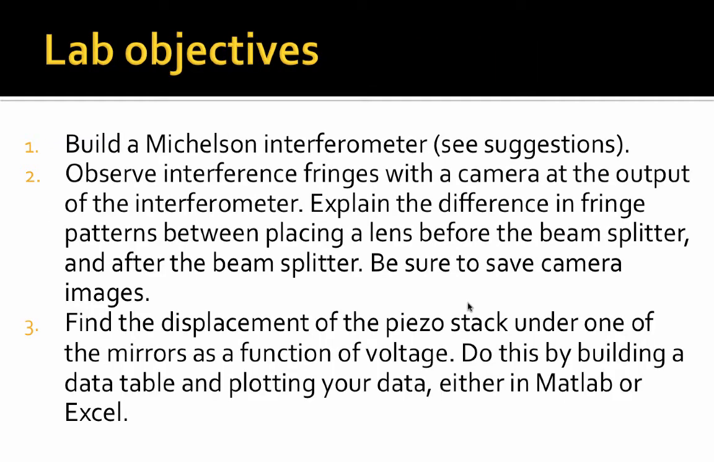The specific lab objectives are, one, to build a Michelson interferometer. There are some suggestions in the lab handout. Two, to observe interference fringes using a camera at the output of the interferometer. And as you observe the interference fringes, explain the difference in the fringe patterns between when you put a lens before the beam splitter and after the beam splitter. In other words, when you have circular spherical wavefronts in your interferometer, and when you have planar wavefronts in your interferometer. Make sure that you save your camera images as you do the lab.